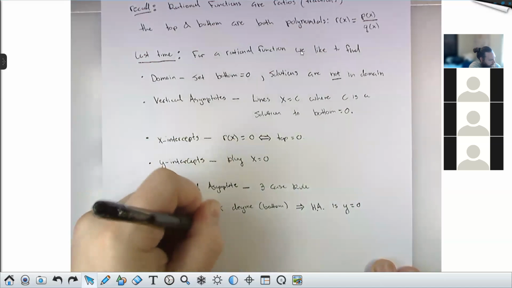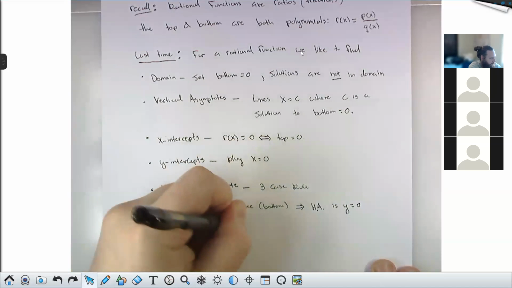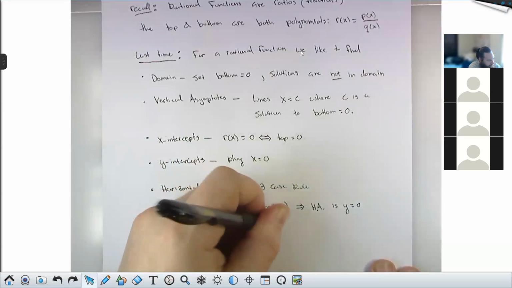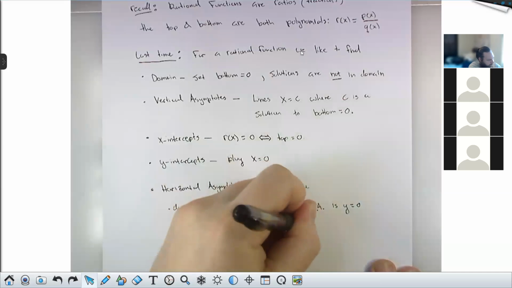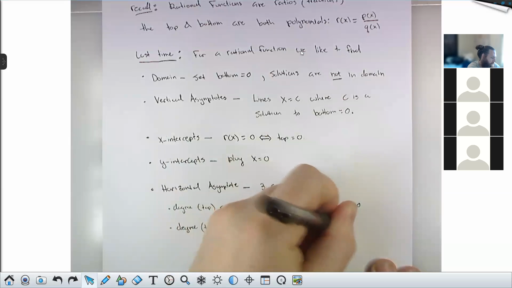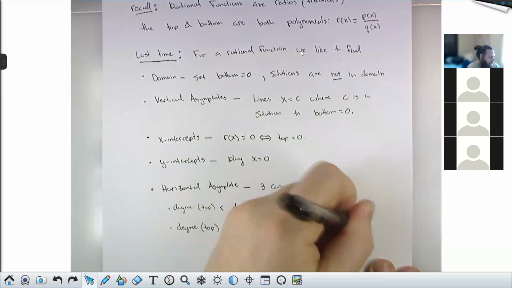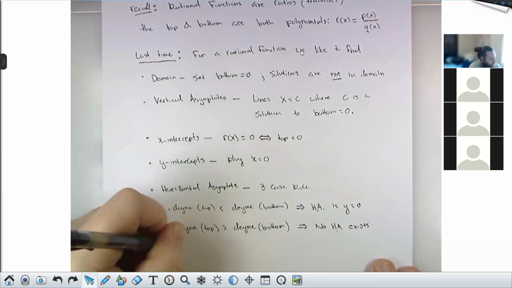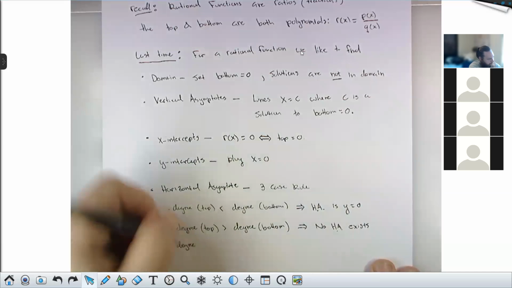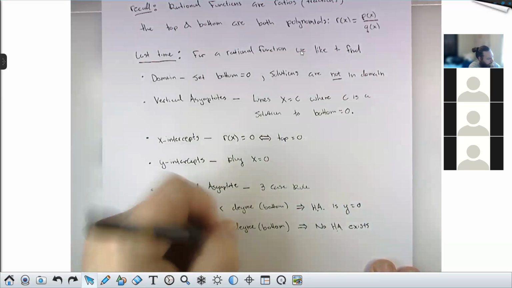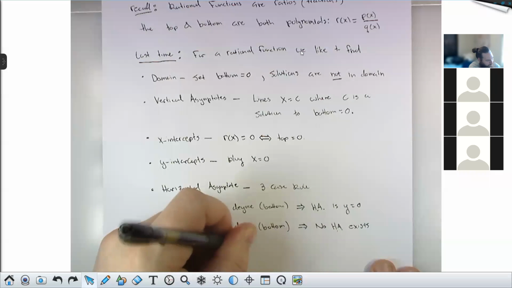If the degree of the top is bigger than the degree of the bottom, then there isn't a horizontal asymptote. And then the fun case is when the degree of the top is equal to the degree of the bottom.